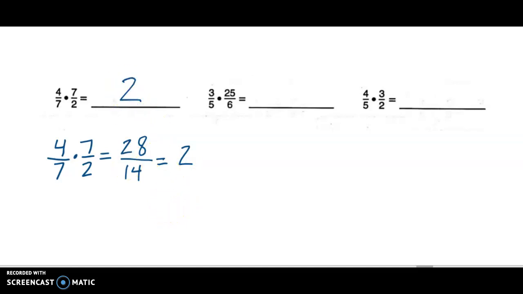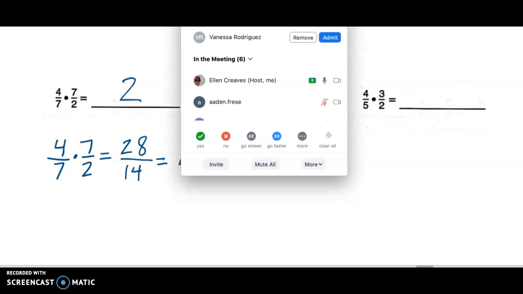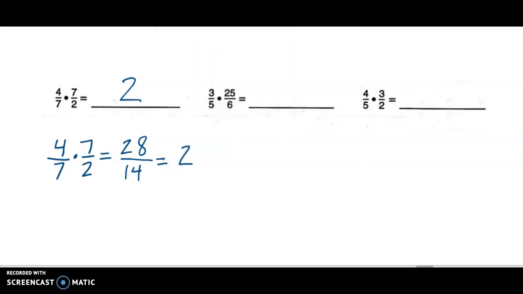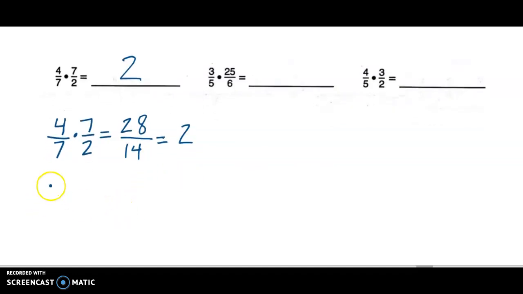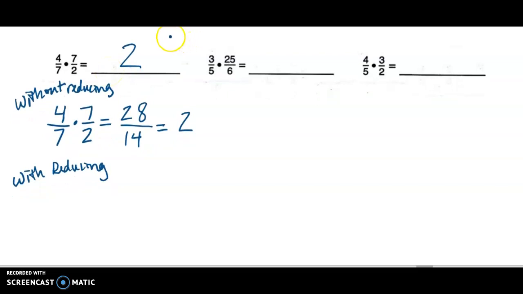But I'm going to show you the other way to do it too, because you might like this way better. I personally like it better because it makes the math a little bit easier in the end. So I'm going to write it down here. This one is without reducing, and this one is going to be with reducing. You'll have to raise your hands when I show it to you and tell me if you like it or not, or if you have seen it before.